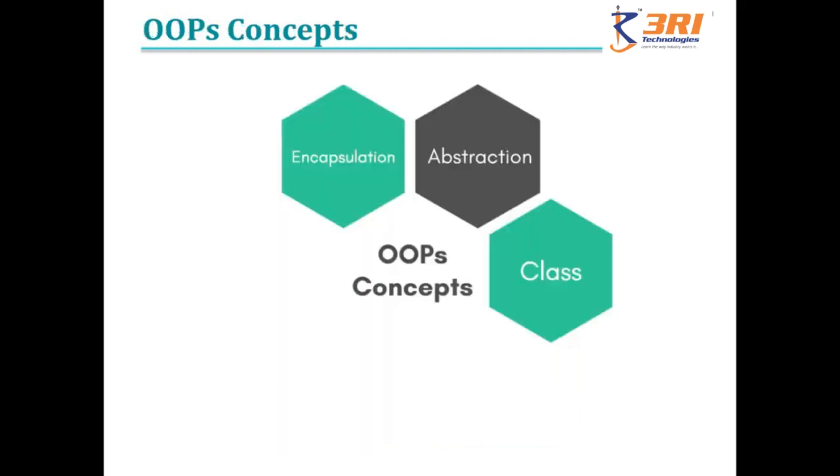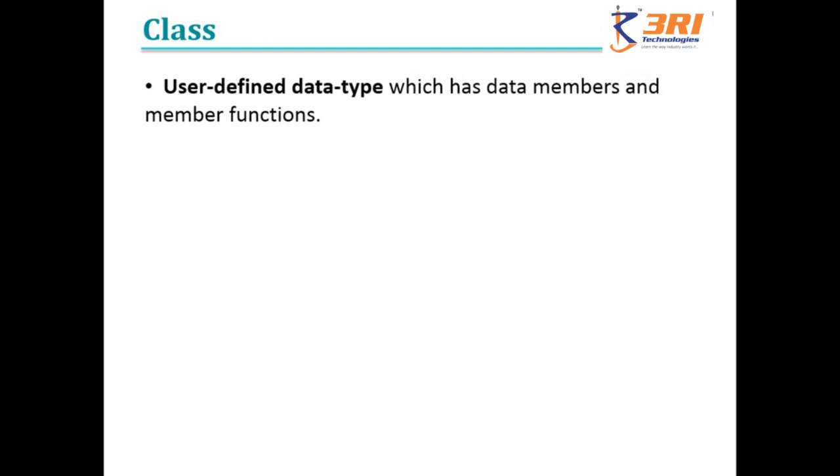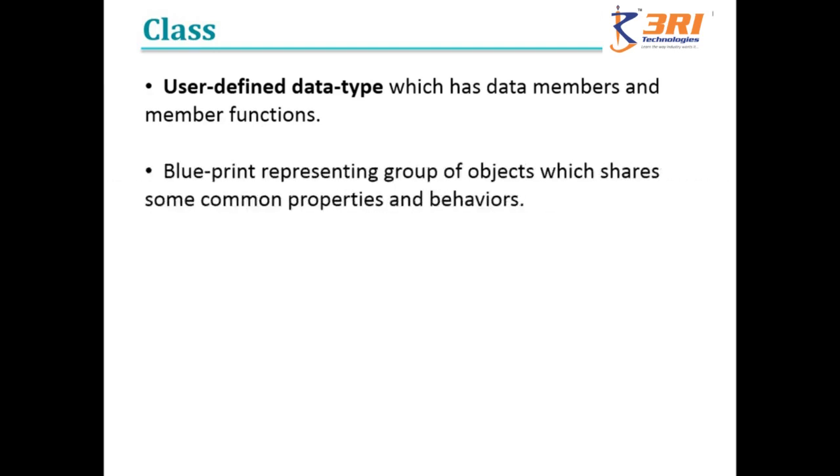The next concept is class. A class in C++ is the building block that leads to object-oriented programming. It's a user-defined data type which holds its own data members and member functions, which can be accessed and used by creating an instance of that class.